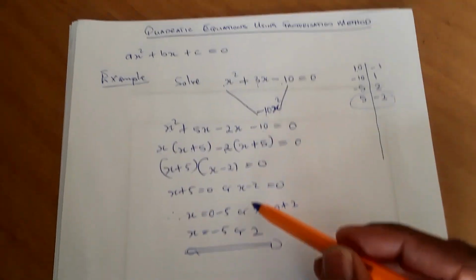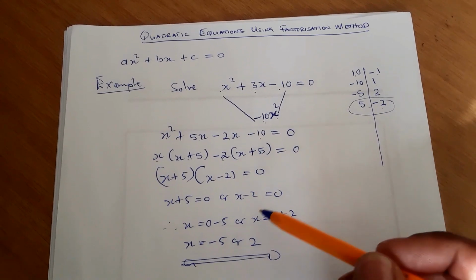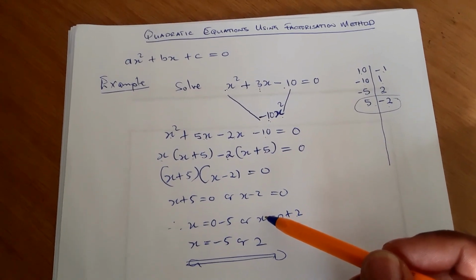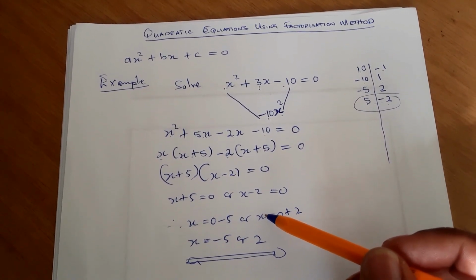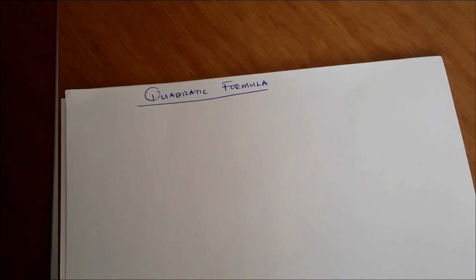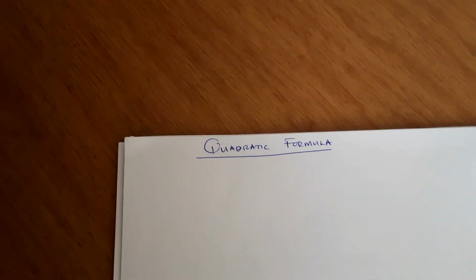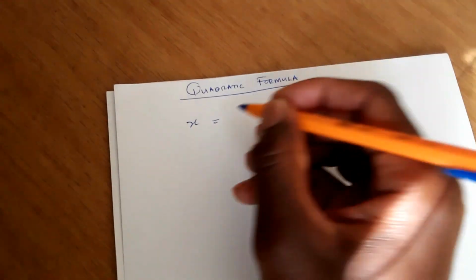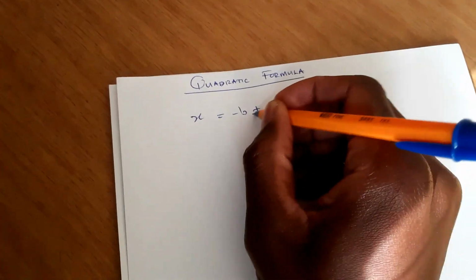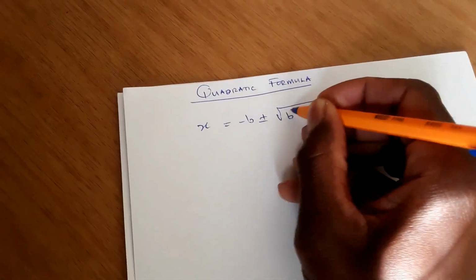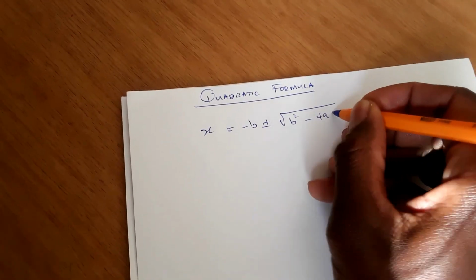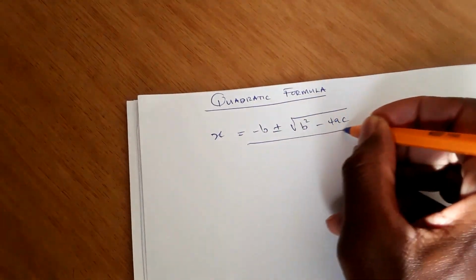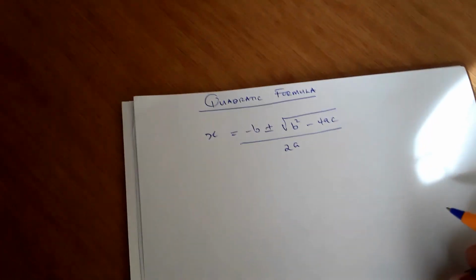So once we have done this, you have solved your quadratic equation using the factorization method. So let's now go to the quadratic formula. What we are saying is the quadratic formula is in the form x equals minus b plus or minus square root of b squared minus 4ac, all over 2a, right?